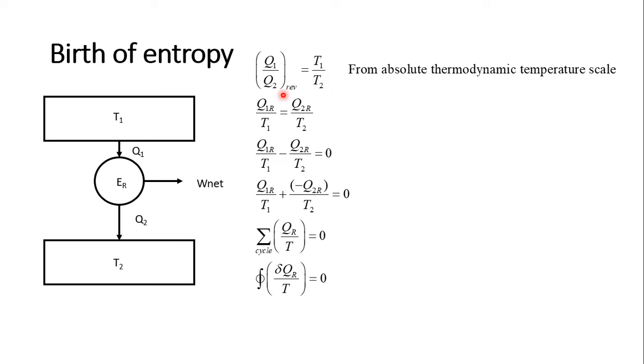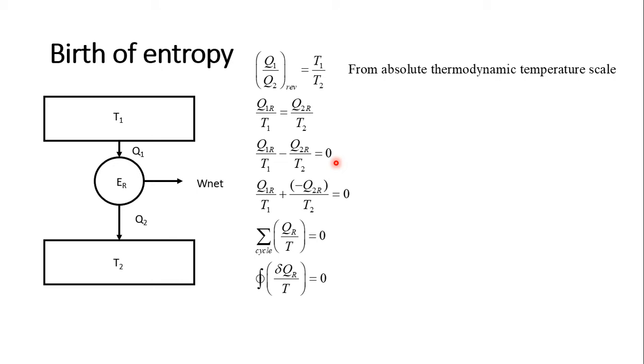So what we can do is write Q1R, where R stands for reversible, upon T1, taking this T1 from the numerator to the denominator on the left hand side, is equal to Q2R divided by T2. Now we can take this Q2R by T2 from the right hand side to the left hand side. So what we will get is Q1R by T1 minus Q2R by T2 is equal to 0.